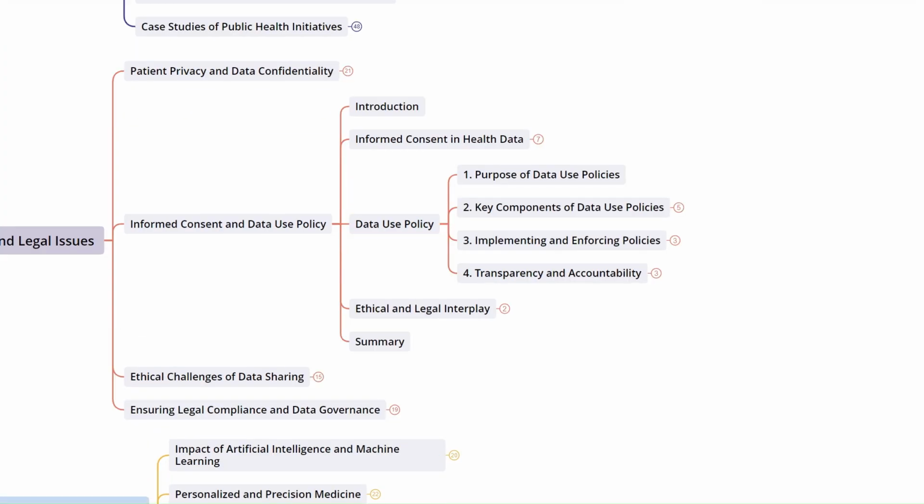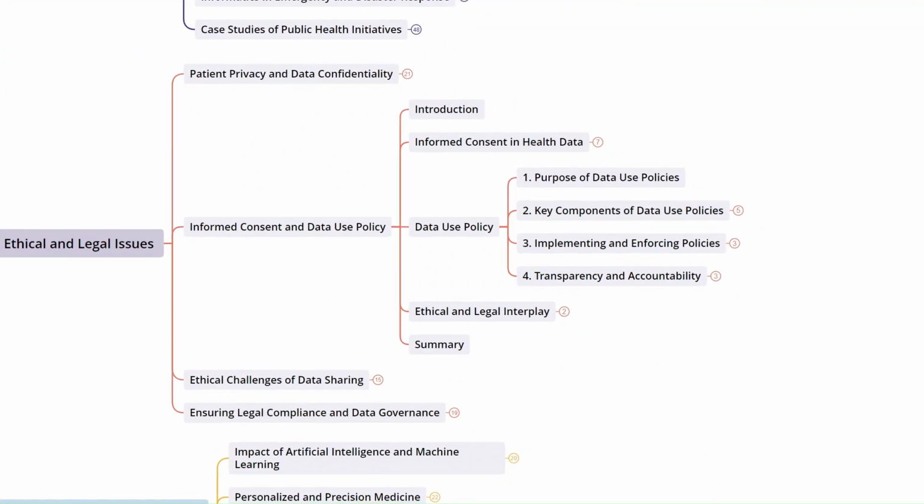Next, data use policy. Purpose of data use policies: to define how health information can be used within an organization legally and ethically, and to ensure consistent practices aligned with legal standards and ethical principles.